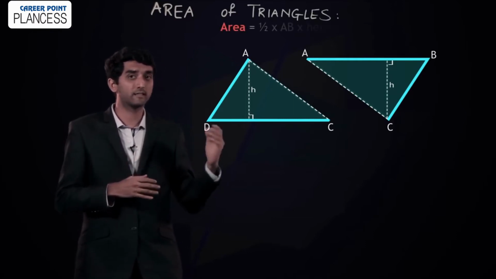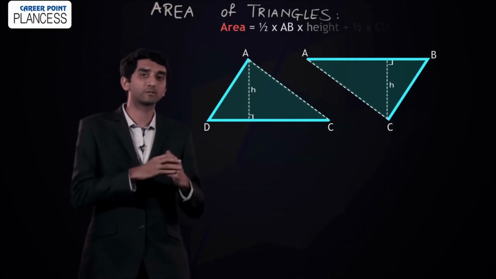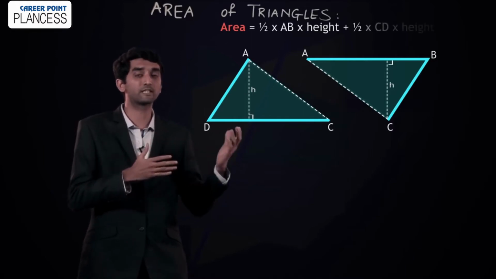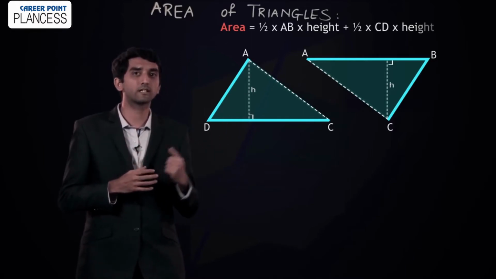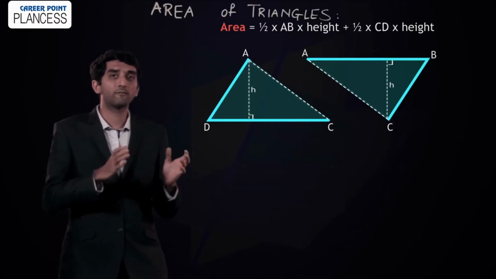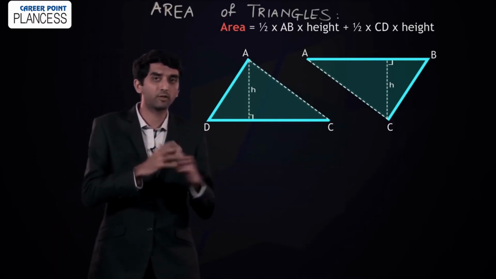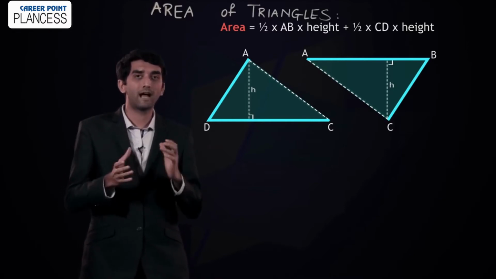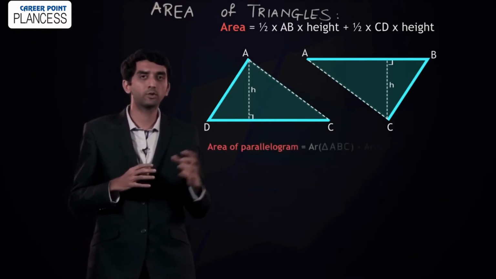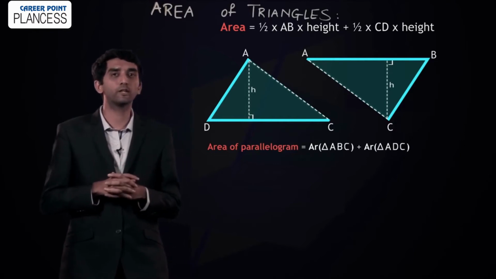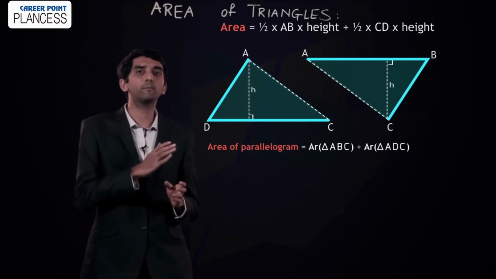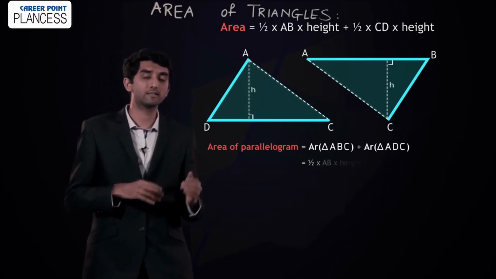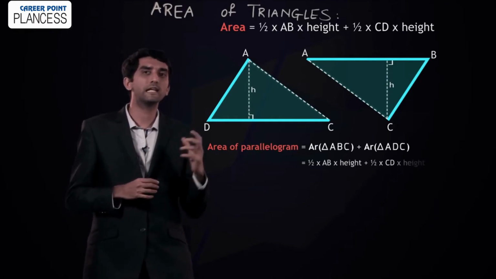Now likewise, the area of the other triangle is going to be half into its base CD into its corresponding height. So now if I try to find the area of the parallelogram, it is going to be the addition of the areas of the two triangles. So that is going to be half into AB into height plus half into CD into height.